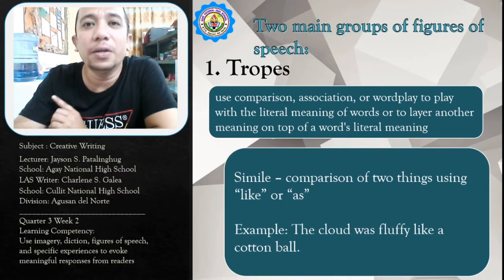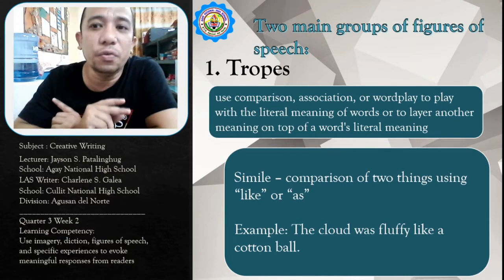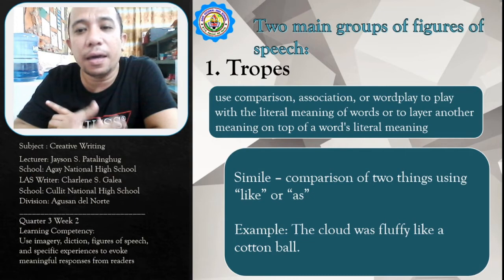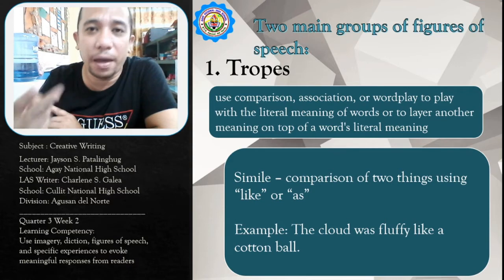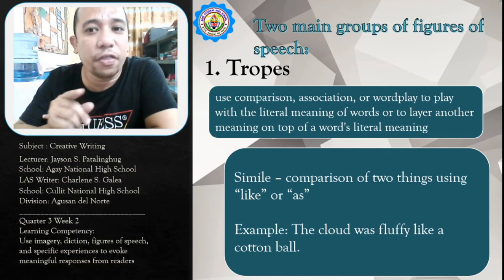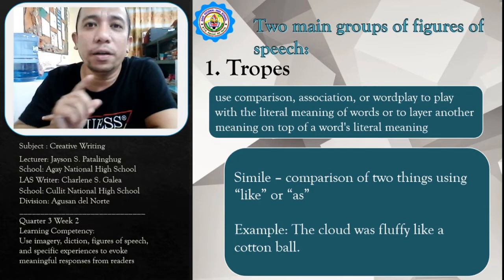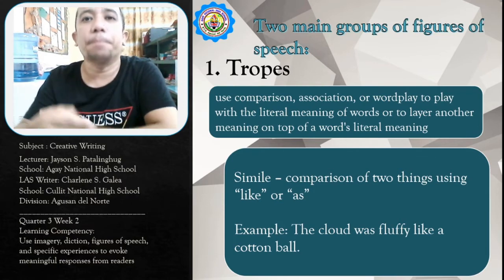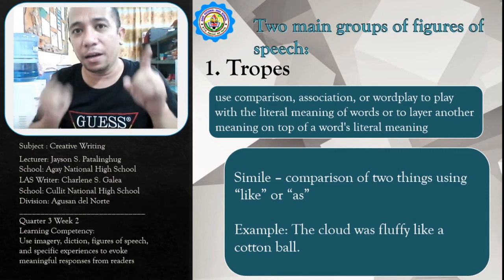That's the very popular simile. Simile is a comparison of two objects using like or as. So example, the cloud was fluffy like a cotton ball. So there are two things that we are comparing. First, we have the cloud. Second, we have the cotton ball. And they are linked by the word like. And what are the similarities between the cloud and the cotton ball? They are both fluffy.